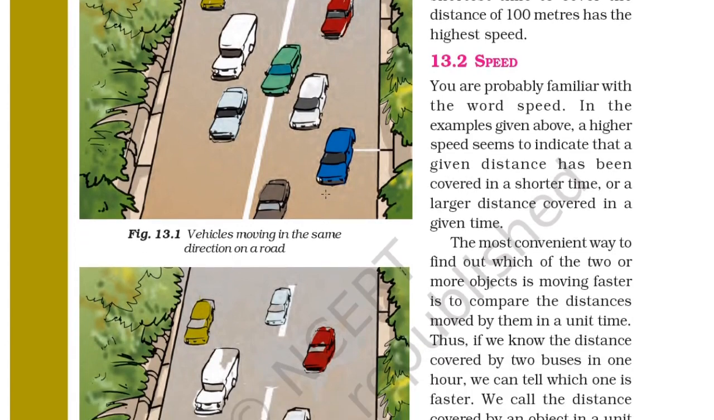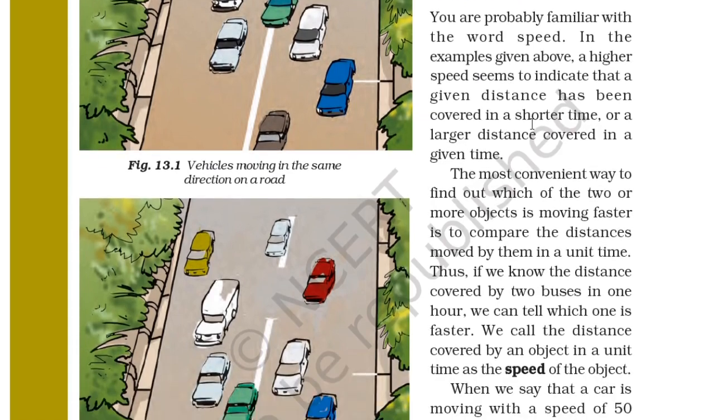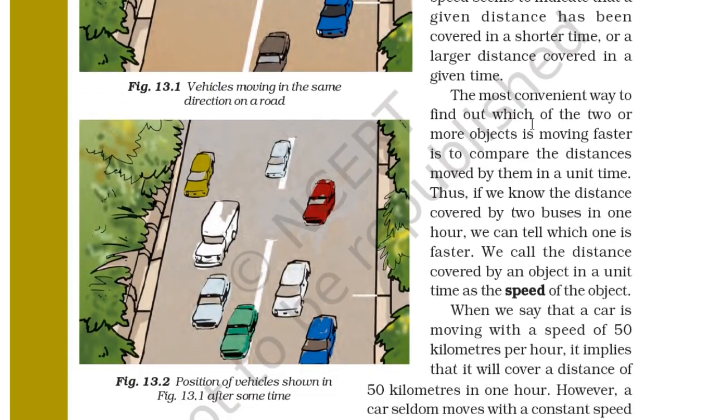13.2 Speed. You are probably familiar with the word speed. In the example given above, higher speed seems to indicate that a given distance has been covered in a shorter time. So the vehicle having the higher speed has covered the distance in shorter time, or a larger distance covered in a given time. The most convenient way to find out which of the two or more objects is moving faster is to compare the distances moved by them in a unit time.